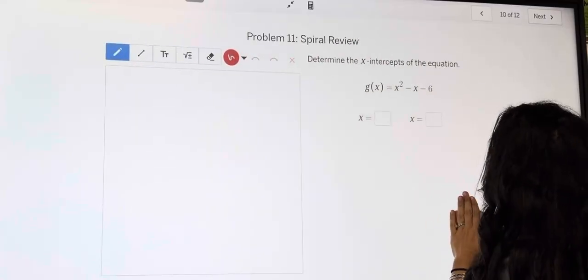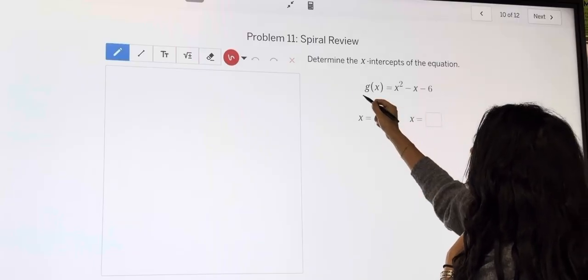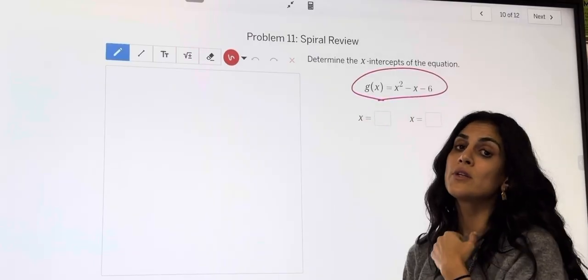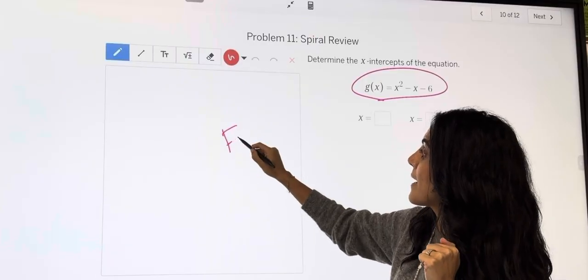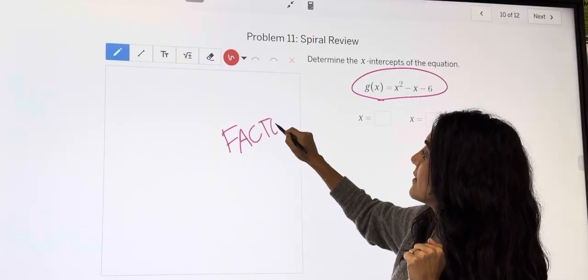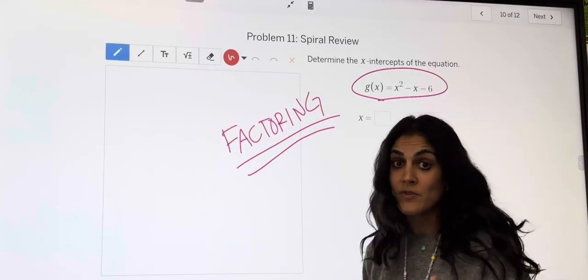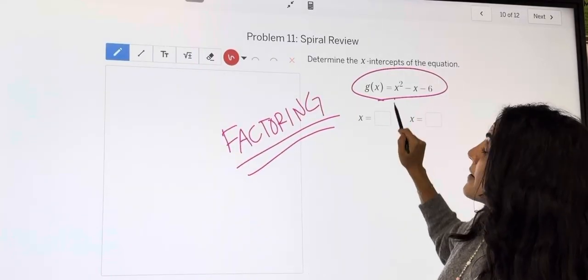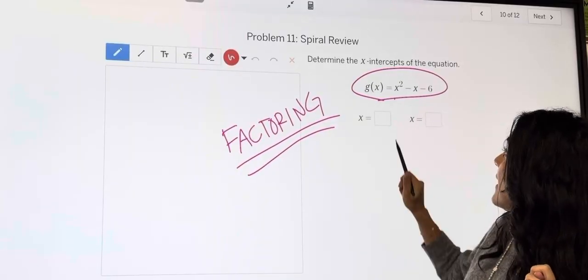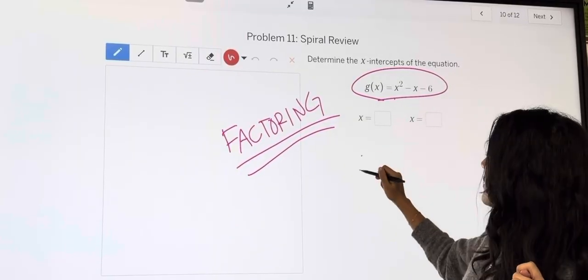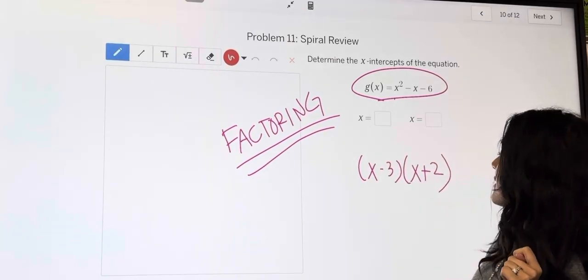And spiral review, you guys, I don't always do these. We do need to be really good on factoring. If you're not, please go back and watch those factoring videos, all right? I think I put it in all caps in the name of the video. It wasn't before, but I changed it to all caps factoring. There's a problem, and if you watch that video, you should be able to factor this yourself, and get the x-intercepts from there. And then you can check and see if you were right.